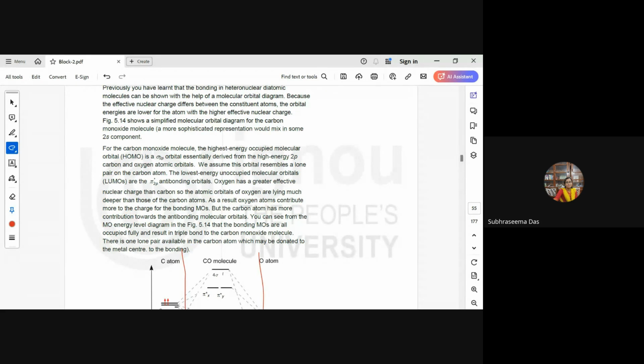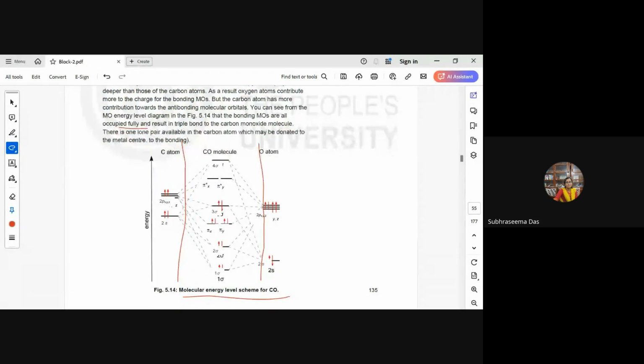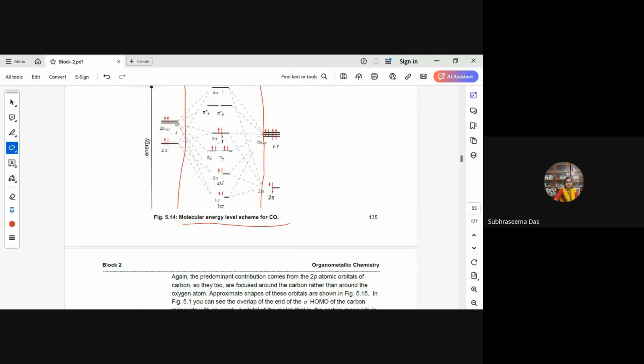We know that the HOMO is the sigma 2p orbital, which is derived from the high energy 2p carbon and oxygen species. The lowest unoccupied, that is the LUMO, are the pi star 2p antibonding orbitals. So when we look into the MO diagram, we see that all the bonding orbitals are occupied fully, and they result in the triple bond of the carbon monoxide molecule. There is also one lone pair available on the carbon atom, which may be donated to the metal center through bonding. So this is how the MO of CO looks.